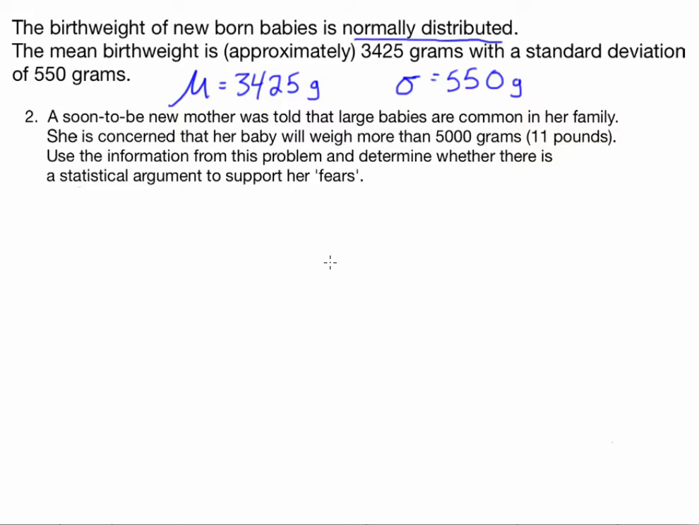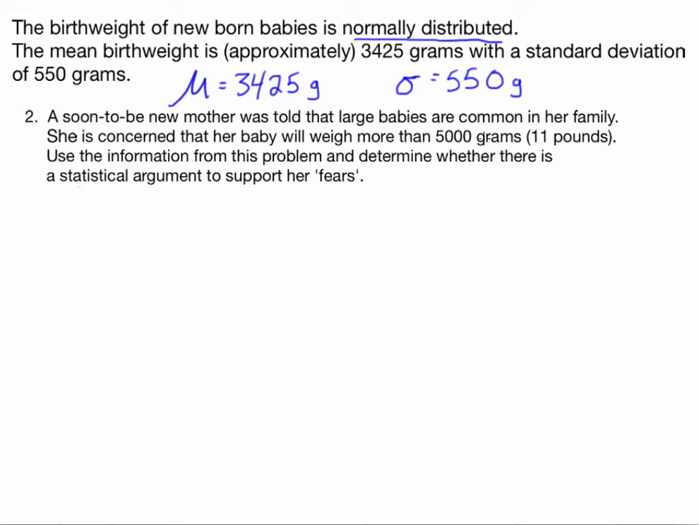Our second question: we are told that a soon-to-be new mother was told that large babies are common in her family. She is concerned that her baby is going to weigh more than 5,000 grams, which is 11 pounds, quite a large baby. What we want to be able to do is use the knowledge from this problem, the idea of the normal distribution, to see, we don't want to scare her, but is there any statistical evidence to support this fear? Should she be worried that her child will weigh more than 5,000 grams?